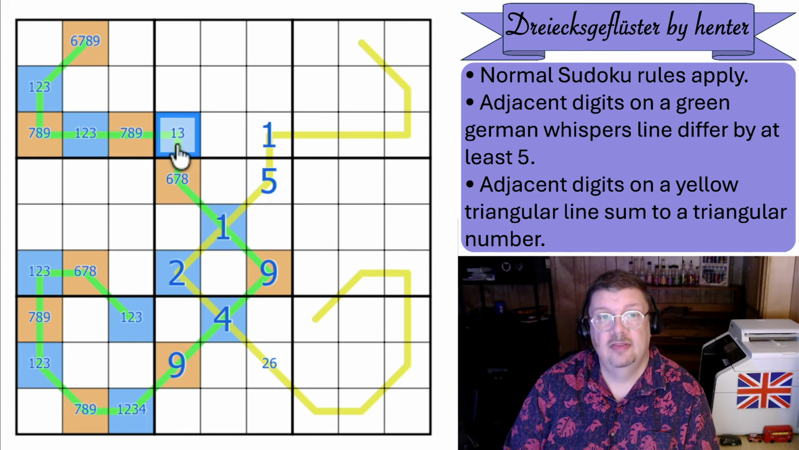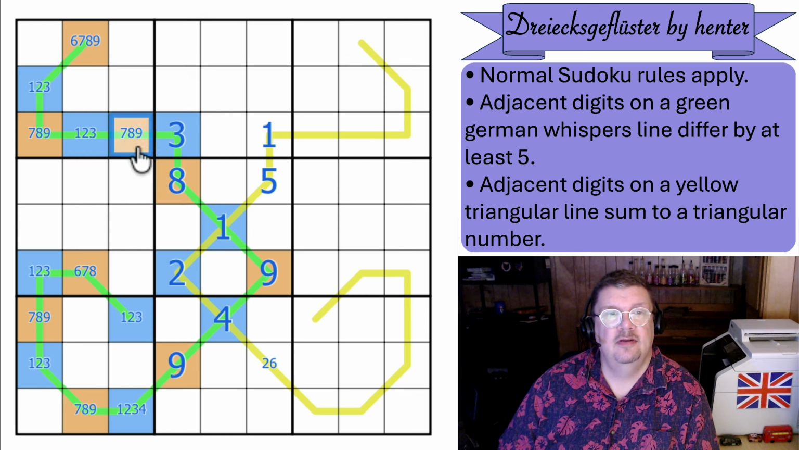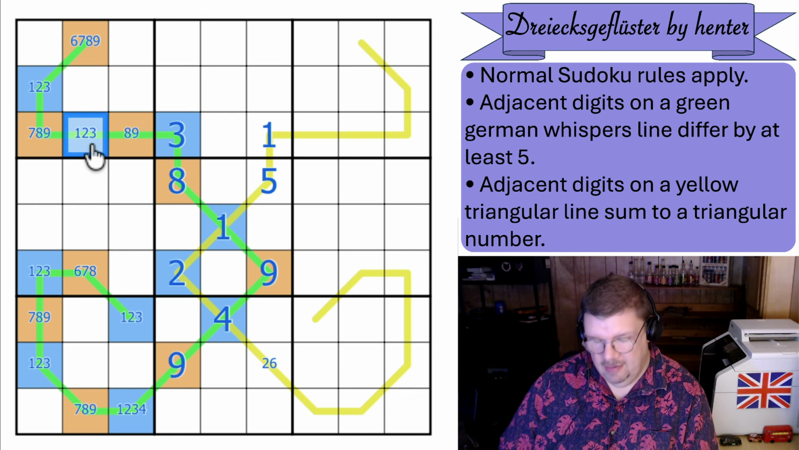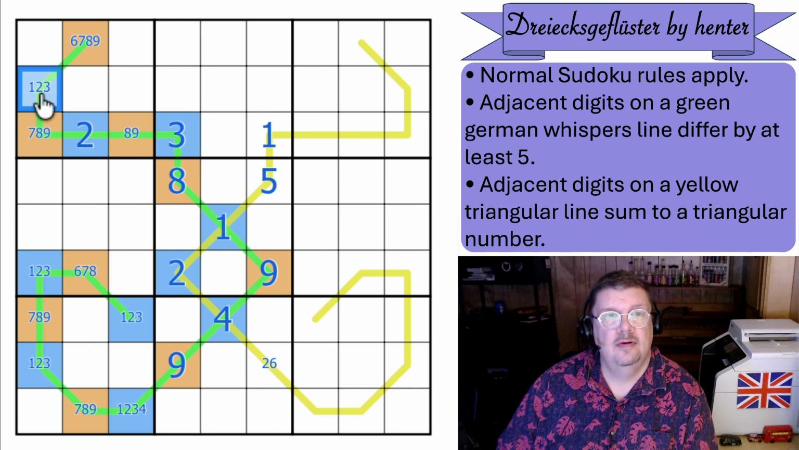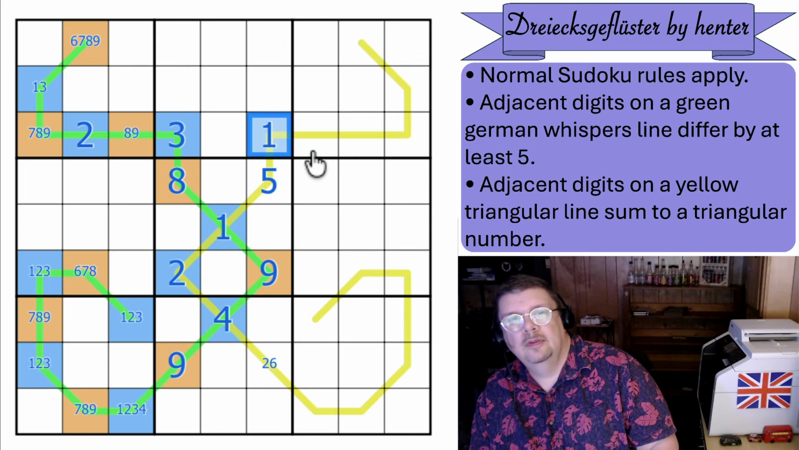That makes this a 3. That removes 6 and 7 from there. That makes that 8. Remove 7 from there makes that an 8 or a 9. 1 and 3 come out of there to make that 2. So that's not a 2. Okay, and let's colour that low.